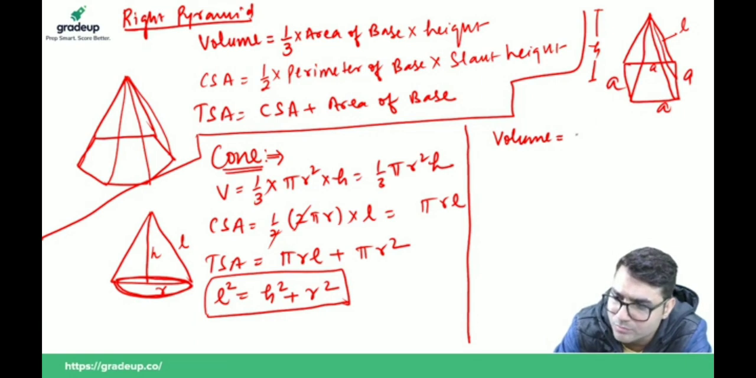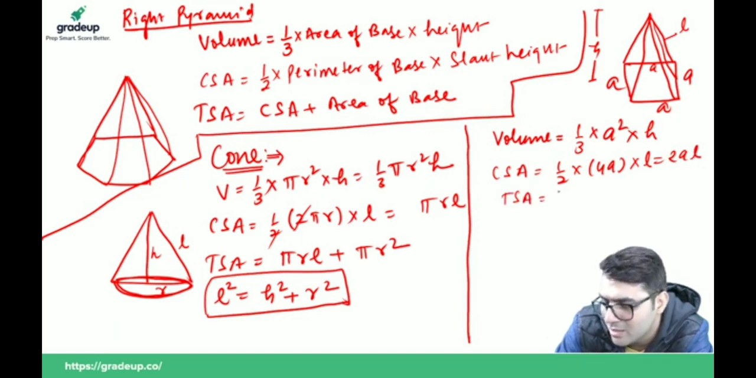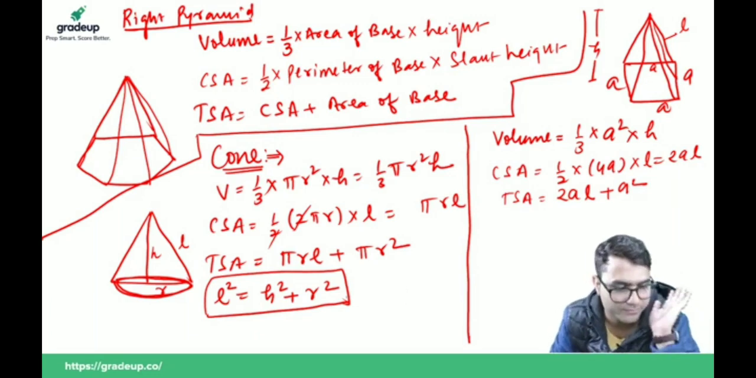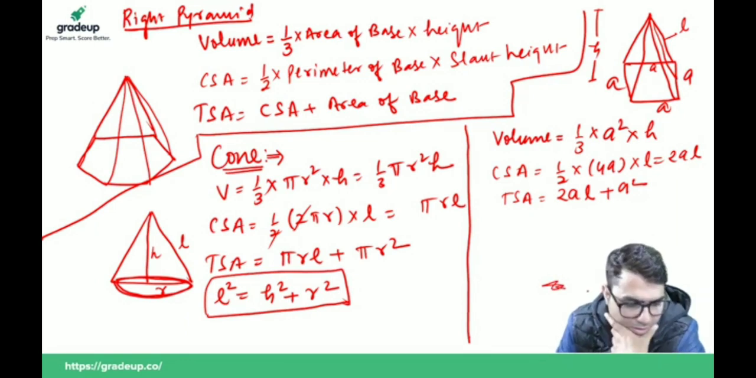What is the volume? 1 by 3 area of base into height. Okay, what is the curved surface area? 1 by 2 perimeter of base into slant height, that is 2al. What is total surface area? Curved surface area plus area of base. So this is the family of right pyramid. Okay, is this okay to all of you?